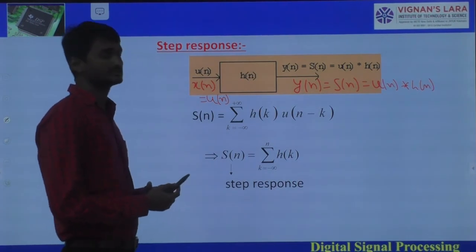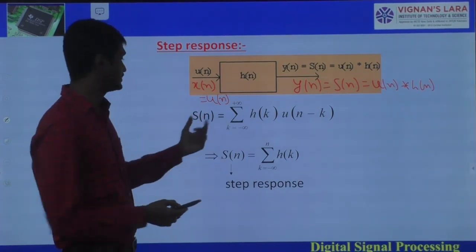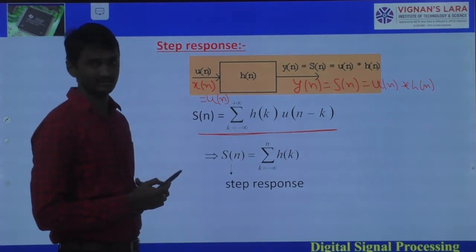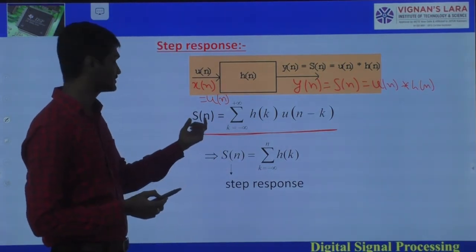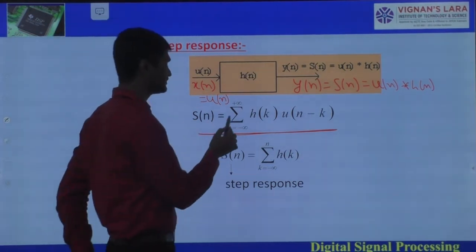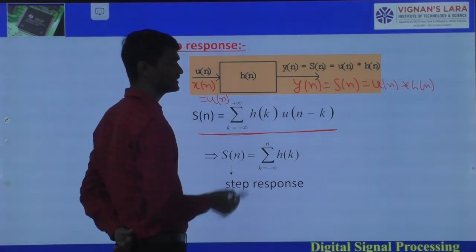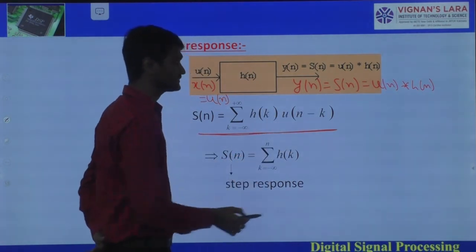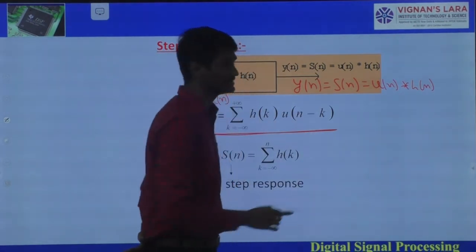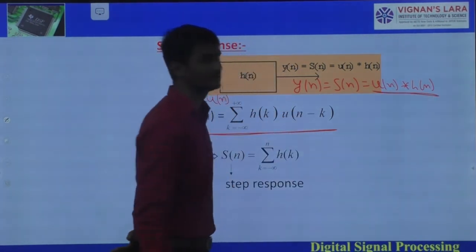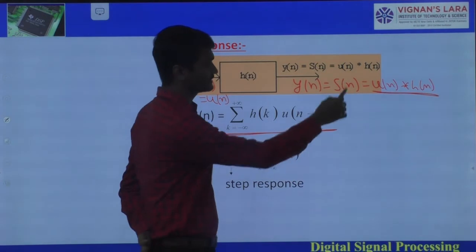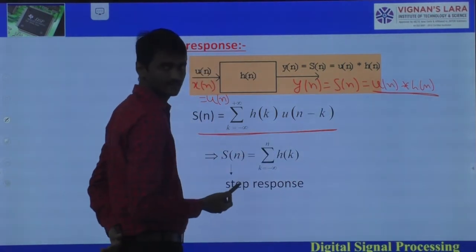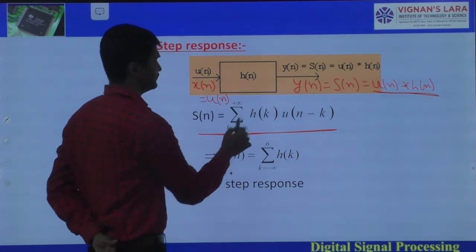So the unit step response is given by the linear convolution. The step response s of n is equal to the sum over k from minus infinity to plus infinity of h of k times u of n minus k. This is the convolution expression of u of n and h of n. So the convolution sum will be h of k into u of n minus k, right? We can represent it like this.